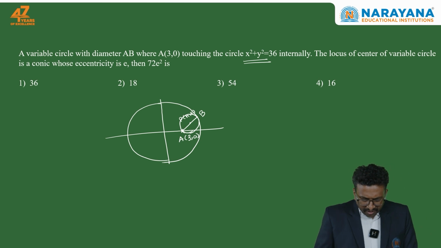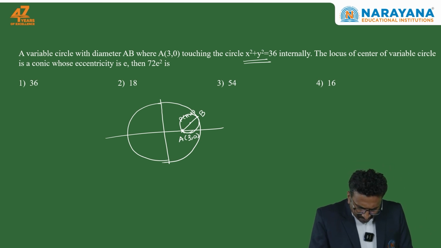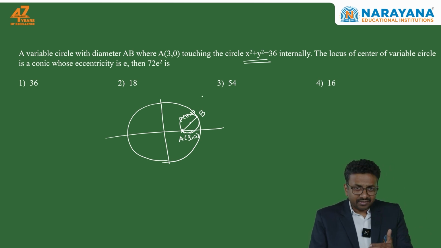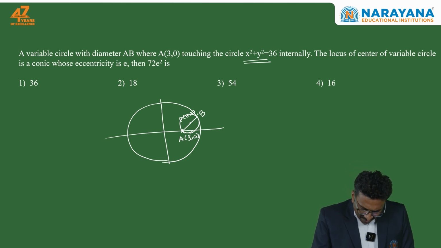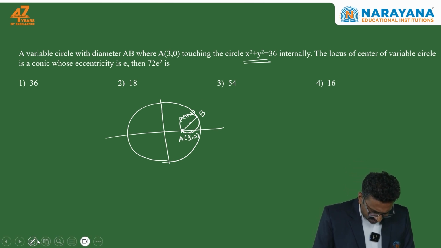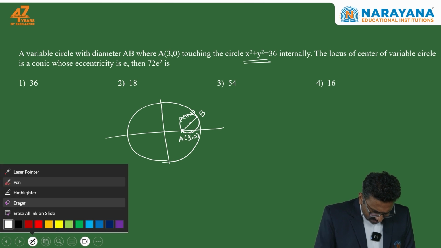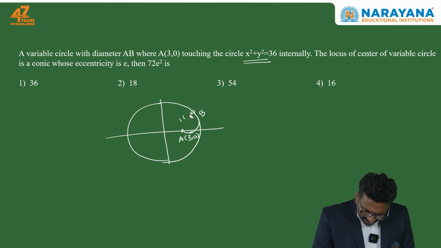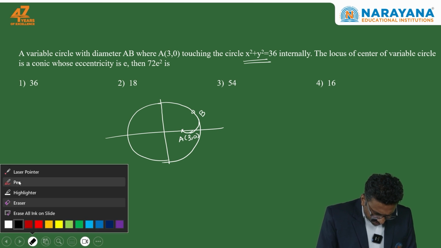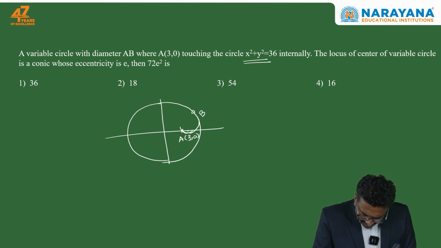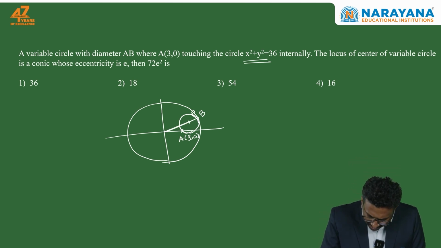Clear? Now we know that actually the circle need not touch the given circle at the end point of the diameter. It's just said that AB is the diameter, right? So let us say that they are touching each other. This circle and this circle are touching each other at some point. Now we know that the center of the second circle and this touching point will be collinear. That's a theorem that we have.